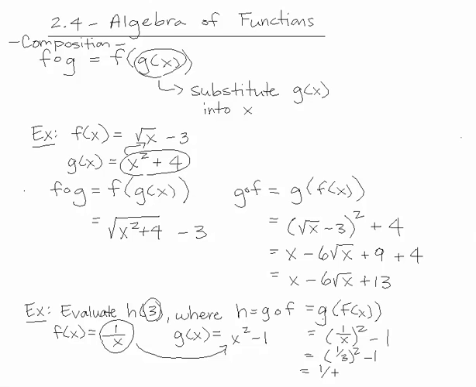3 squared is 9, so it's 1/9 minus 1. If you subtract 1 from 1/9, you can get a common denominator. It's multiplying 1 by 9 over 9, which will give you negative 8 over 9, which would equal your h of 3.